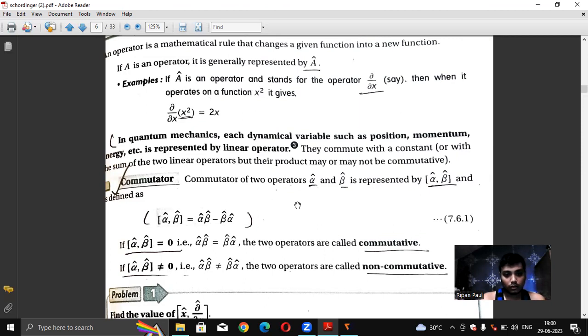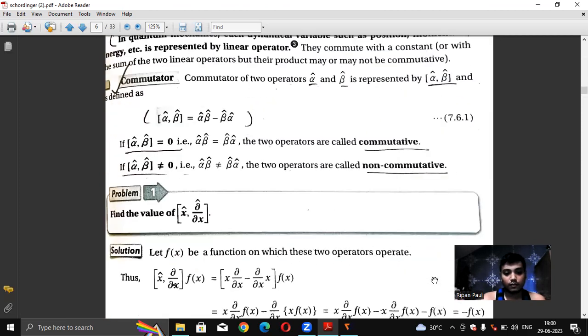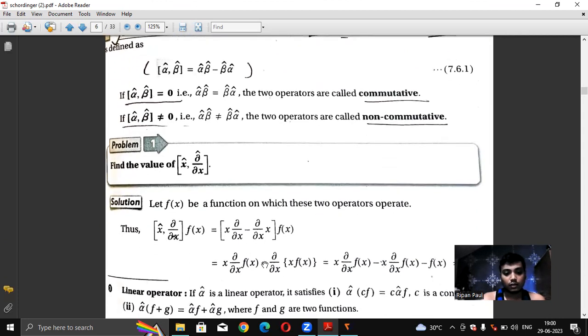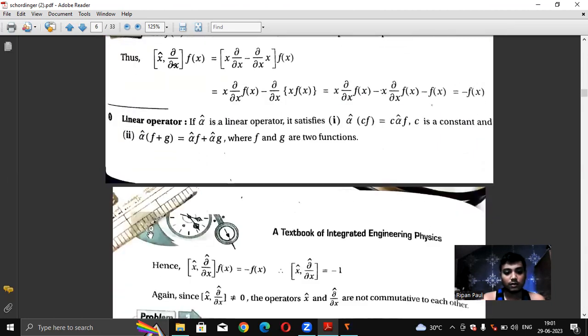So the commutator of two operators is given. Commutative form, non-commutative form. If the commutator is zero, then it is commutative, and if it is non-zero, it is non-commutative. You need to find the derivative, and there you find zero, so it is commutative. These are normal problems.